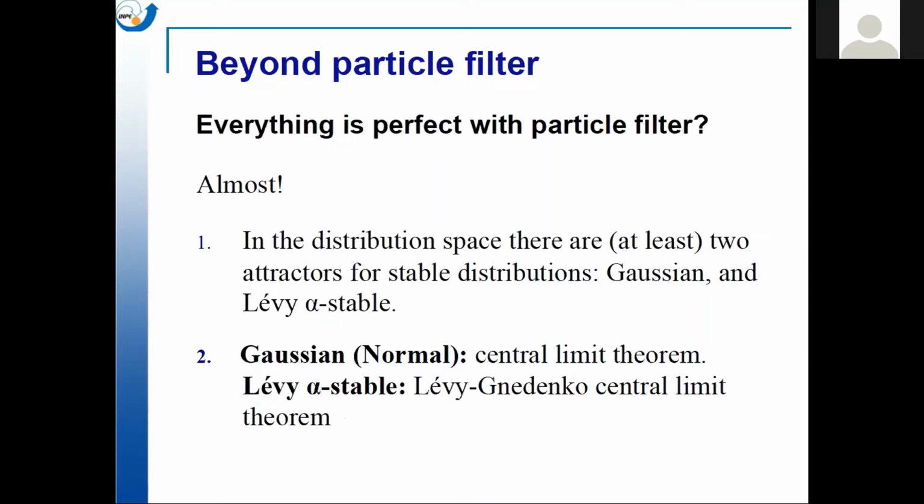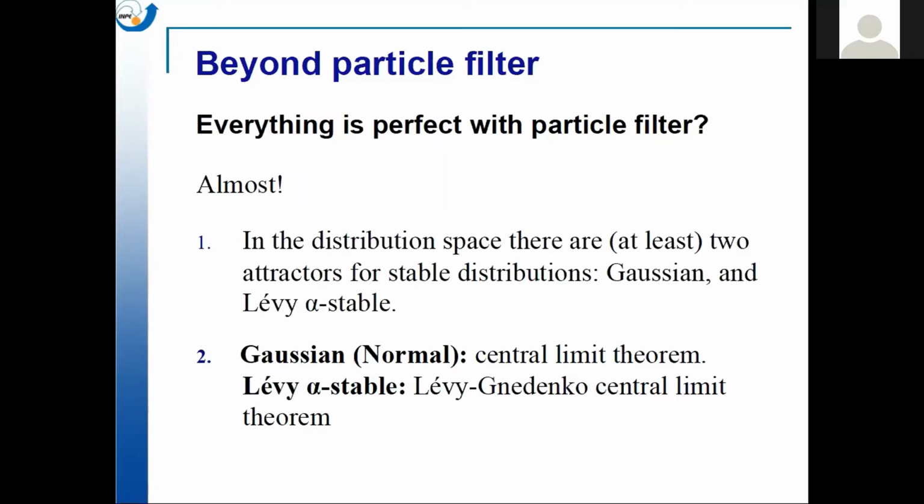Everything is perfect? Well, in the distribution space, there are at least 2 attractors for stable distributions: Gaussian and Lévy alpha stable distributions. In terms of the central limit theorem, you can imagine that we have a random variable that is the result of the summation of different random variables, each uncorrelated with the others. You also have to guarantee, as one assumption, that all of these random variables have well-defined statistical moments.